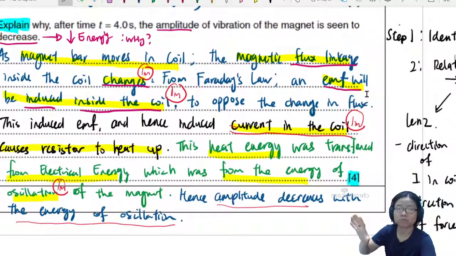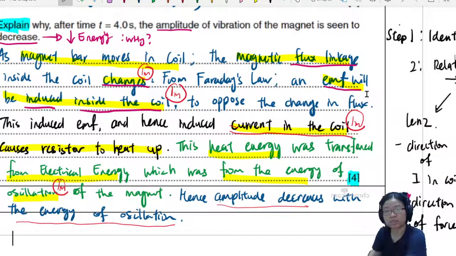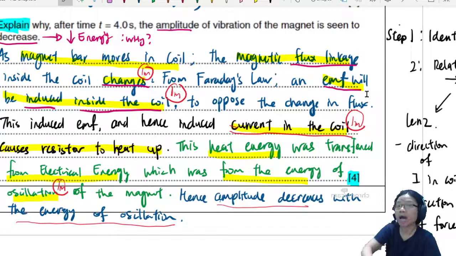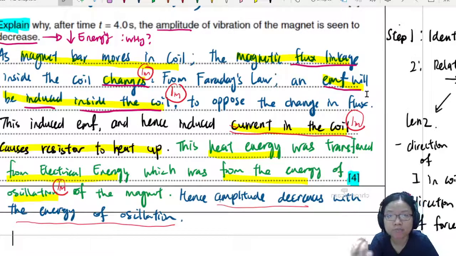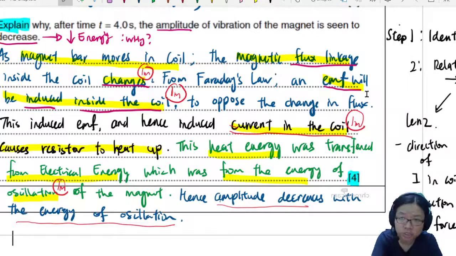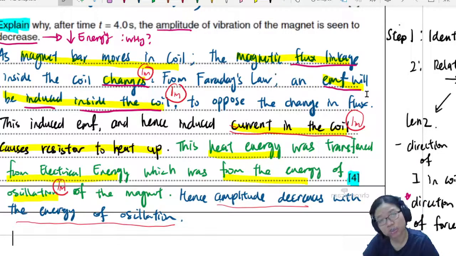Because the story that I'm trying to tell is, as the magnet moves in the coil, we have EMF. Because we got EMF, we got current. Because we got current, the resistor becomes hot. Where did this heat energy come from? It came from the oscillation. Because we started off the story as because the magnet oscillates. So then you remind and reaffirm the point that this heat energy came from the energy of oscillation, which was converted to electrical energy, which was then converted to heat. Hence, the energy of oscillation will become smaller, hence the amplitude will decrease.